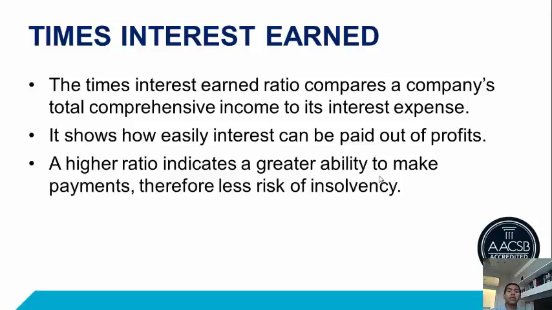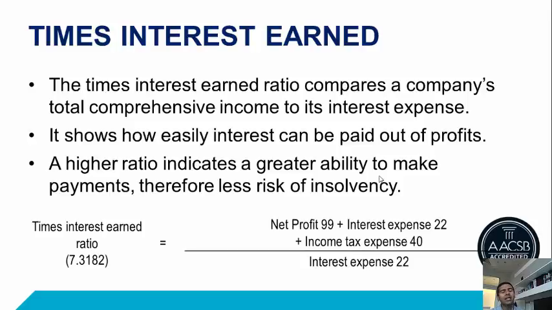Now, a higher ratio indicates a greater ability for a company to meet its interest obligations, and therefore a lower risk of it going insolvent. If you're paying, the banks are happy. The times interest earned ratio is a very interesting formula which can confuse students. It's the net profit after tax of a company plus the company's interest expense plus its income tax expense divided by its interest expense. What does this mean?